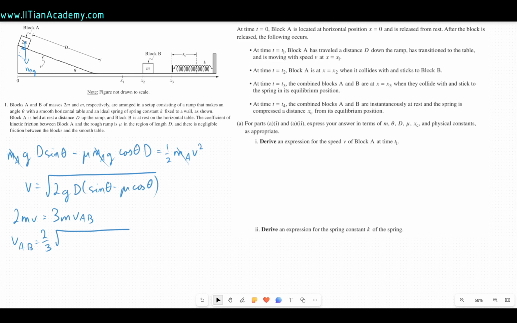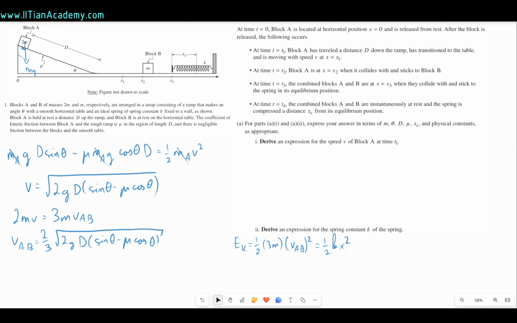After the collision we will have 3m times their combined speed momentum, and therefore vAB will simply be 2 over 3 times the speed v, which is the square root of 2gd, like this. And then their final kinetic energy. So their kinetic energy will be 1/2 times 3m times this vAB squared, which we have calculated. And this will be equal to the energy stored in the spring.